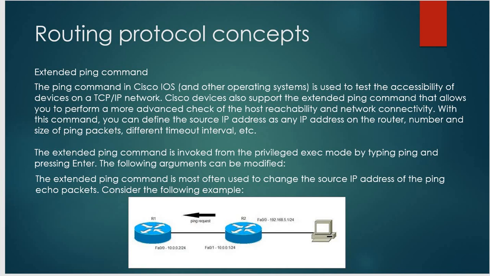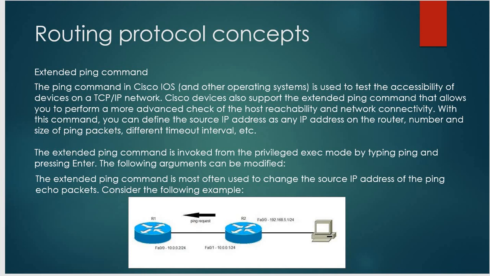The ping command in the Cisco IOS operating system is used to test the accessibility of a device on the TCP/IP network. ICMP is a TCP/IP protocol. Cisco devices also support the extended ping command, which allows you to perform more advanced checks of host reachability and network connectivity. The simple ping is for checking replies, but the advanced ping has features to check reachability and connection performance.